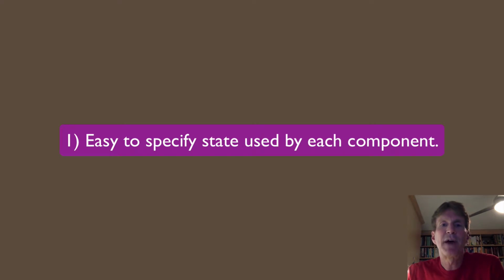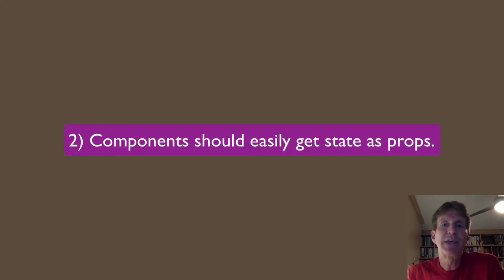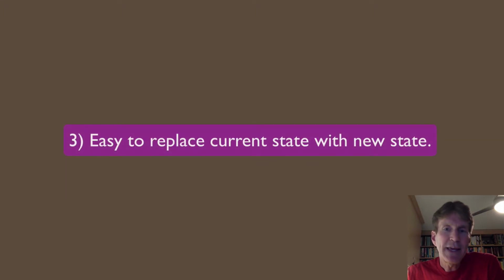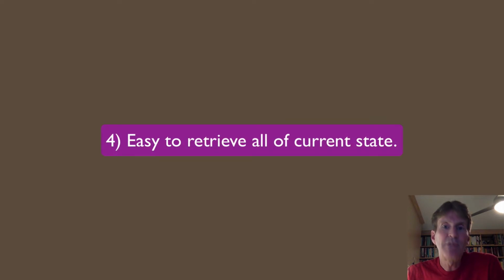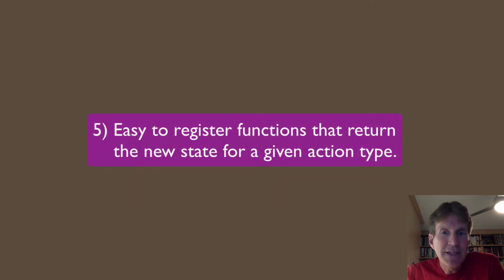The goals we want to achieve are the following. It should be easy to specify the state properties used by each component, whose changes should cause a component to re-render. Components should get state property values as props in a simple manner. It should be easy to replace the current state with new state. It should be easy to retrieve the current state. It should be easy to write and register functions that derive a new state by applying changes to the current state, and such functions should be usable by multiple components.